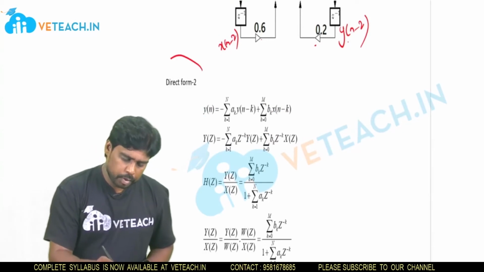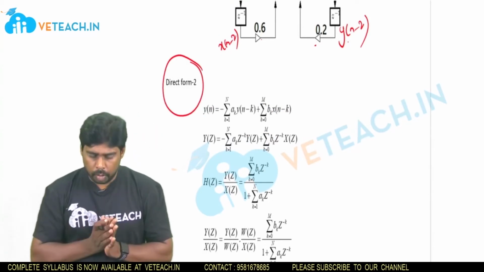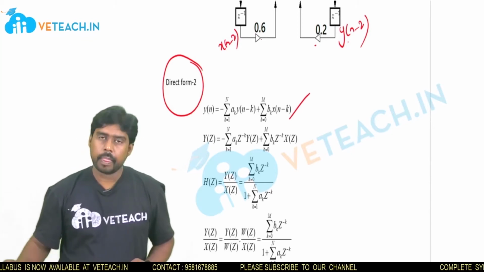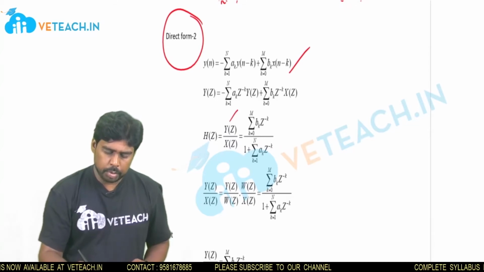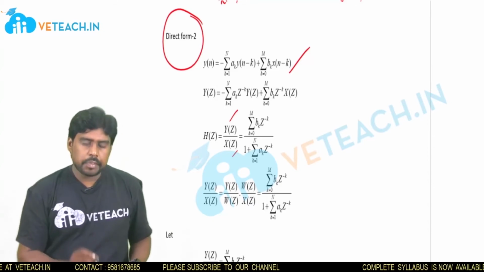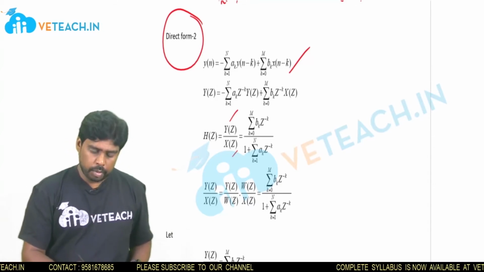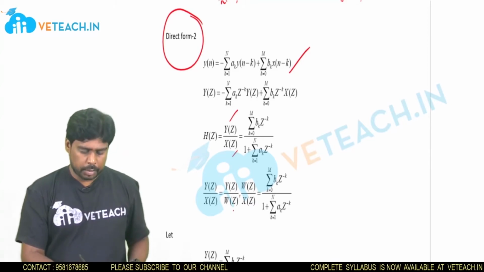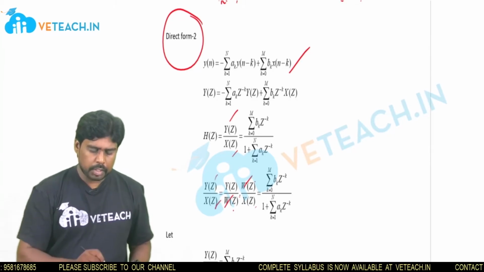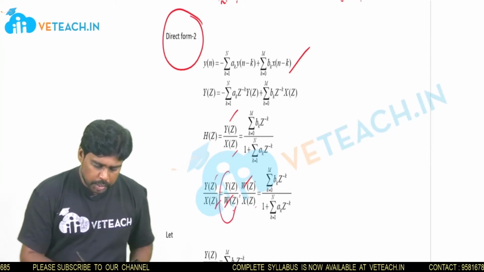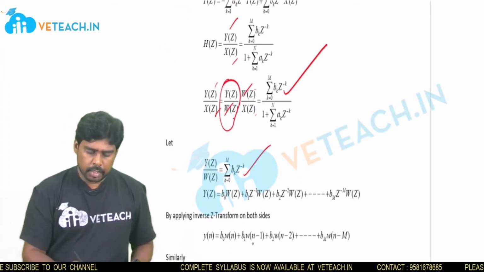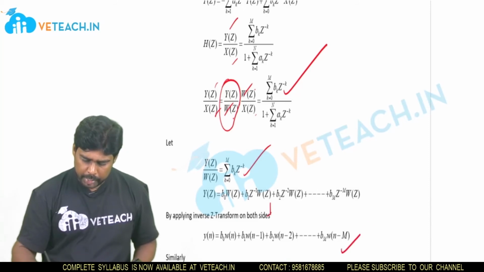Now coming to direct form 2, what to do here is, this is the linear constant coefficient difference equation, and from this equation you try to obtain y of z by x of z, and then this y of z by x of z you can write like y of z by w of z into w of z by x of z. That means if you cancel these two, again it is nothing but y of z by x of z, and this y of z by w of z equal to numerator. Again cross multiply this and apply inverse Z transform, you will get an expression like this.